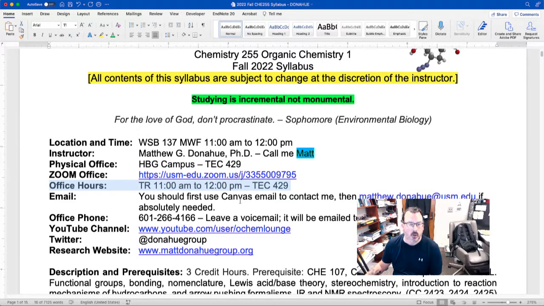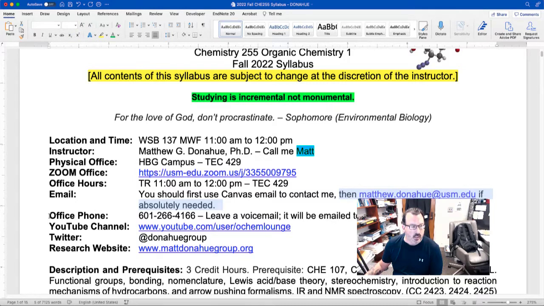There's a chalkboard in the hallway. We'll work at the chalkboard answering your problems. If you need to contact me using email, I would say first use the Canvas email feature. That way, when I respond to you, it's logged and there's a record of it. Alternatively, you can use my USM email as a second choice. If you need to call me, this is my office phone. I never answer it, so just leave a voicemail. That voicemail will be transcribed to an email, which is then sent to me.